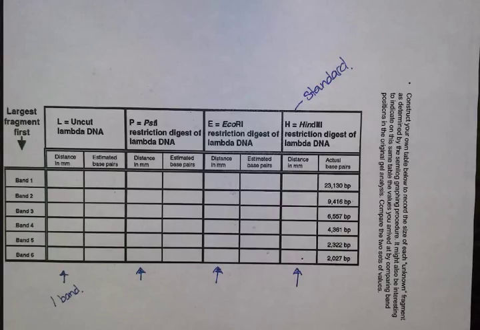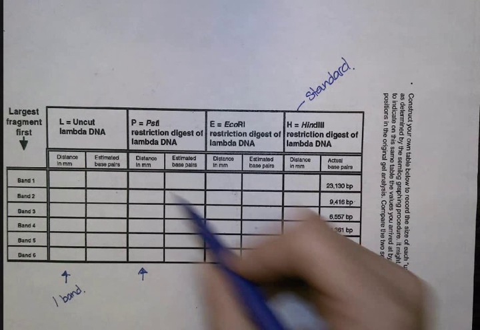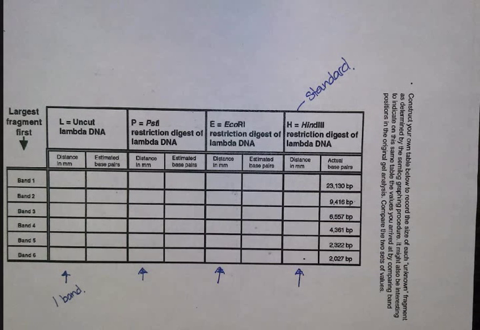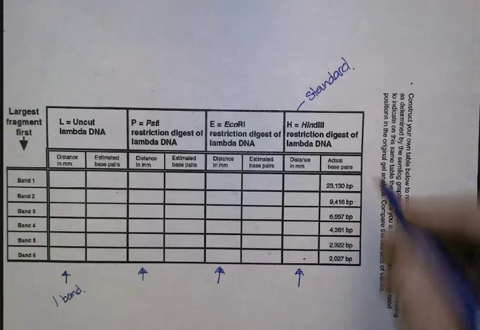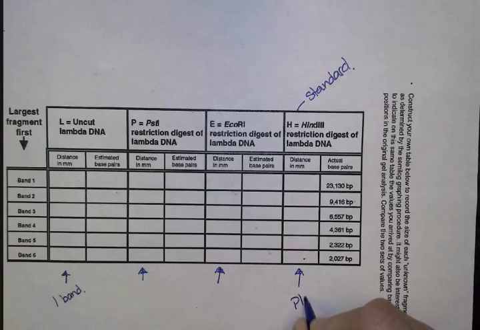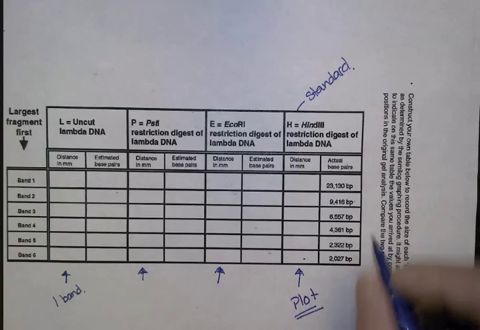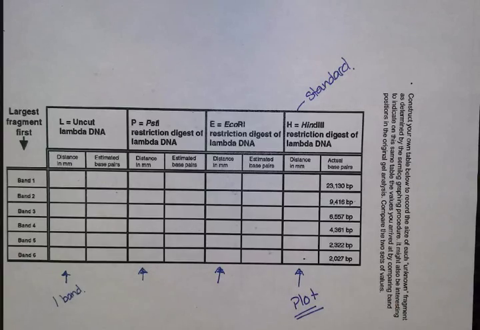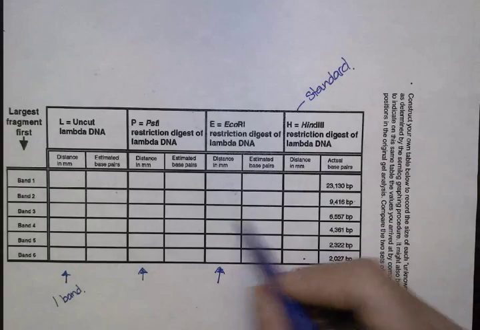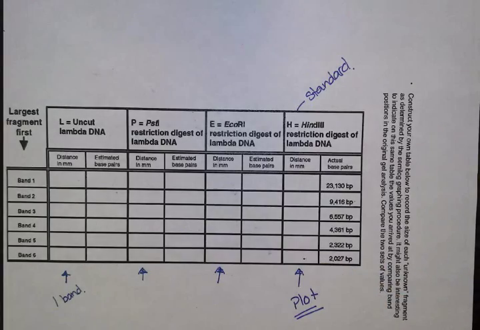So you will measure each of these columns, and then you should be able to plot your information. You will plot the HindIII onto the semi-log graph, and then you should be able to estimate the base pair lengths based off of that graph. Okay? All right.